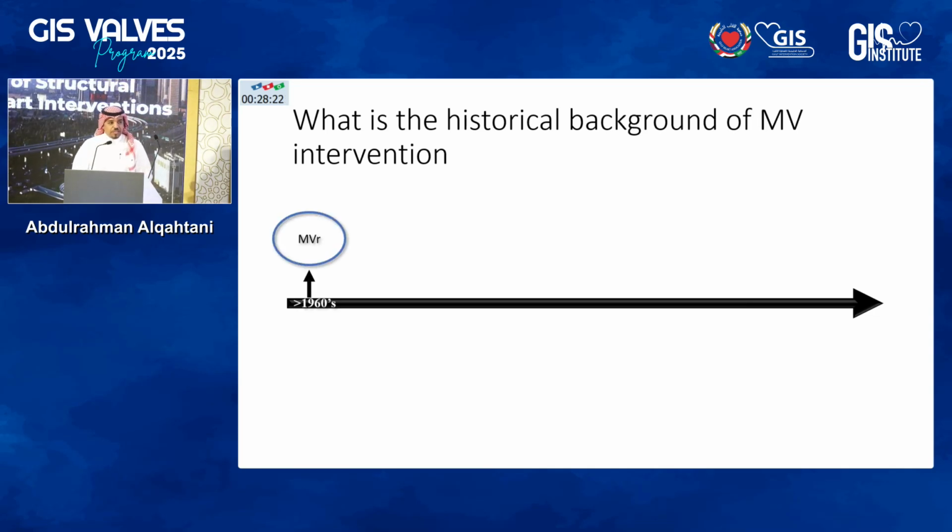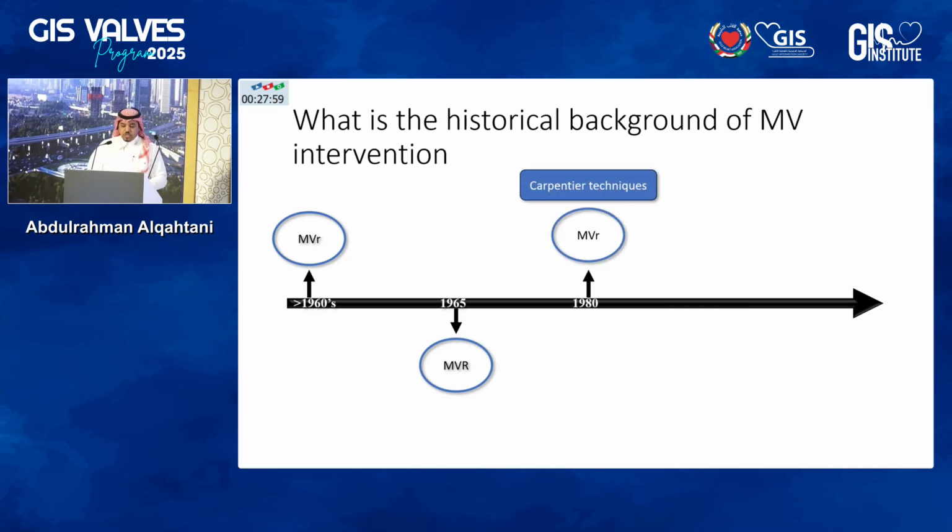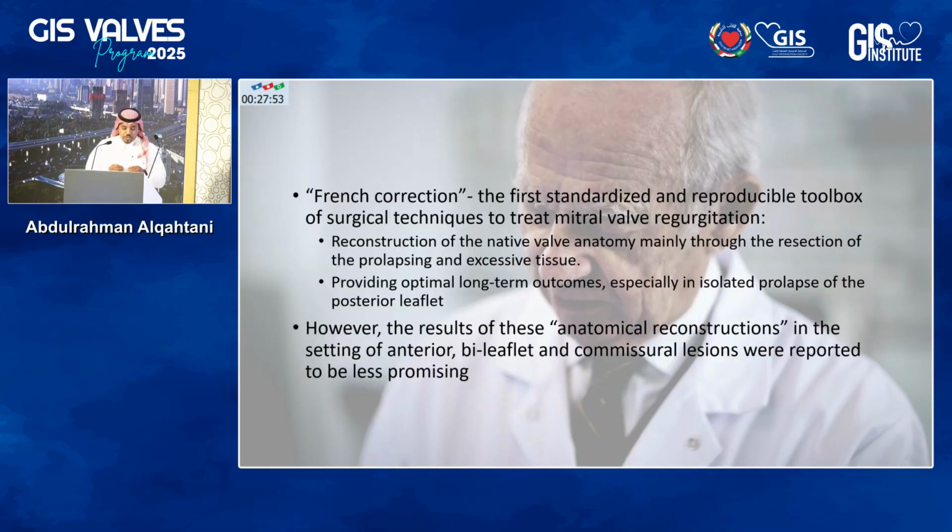In the early 60s, there was the first introduction of surgical intervention for mitral valve disease. At that time, it was the beginning of mitral valve repair, but there was no standardized approach yet. In 1965, there was the introduction of mitral valve replacement, and the first standardized tool came in 1980, which is the Carpentier technique. So what is the Carpentier technique? It's also known as the French correction. It was the first standardized procedure in the toolbox of surgical techniques to treat the mitral valve.